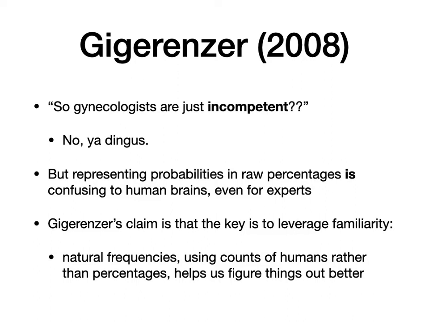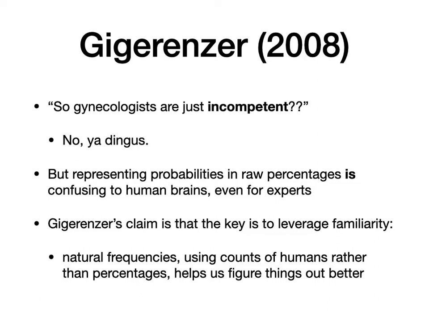Don't do that. The answer here is that we're not very good at this because there are certain mathematical overlaps that shouldn't be there when we deal with these probabilities. Raw percentages in particular are confusing to human brains, even for these well-trained experts. So Gigerenzer's trick that he introduces in the paper is the idea of using familiarity, things that we can actually simulate a little better, natural frequencies, he calls them. So using counts of humans rather than percentages to help us figure things out.